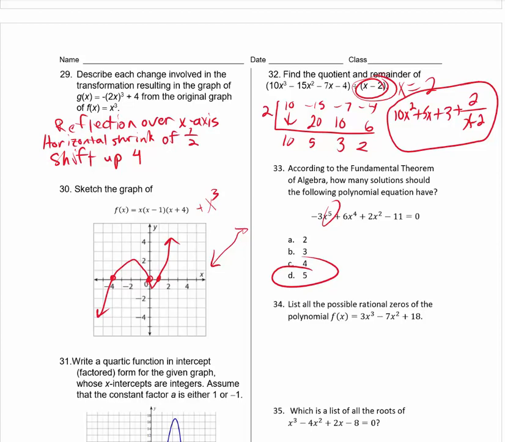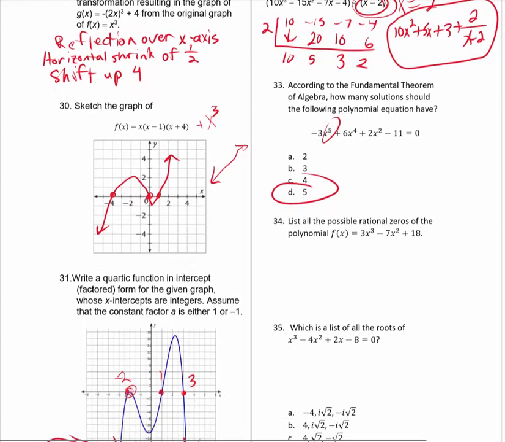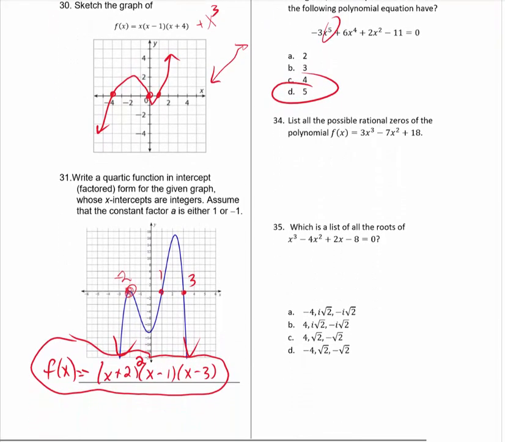But it doesn't tell us how many are real, how many are rational, how many are imaginary. Just know that there's 5. 34. List all the possible rational zeros of the polynomial f of x equals blah, blah, blah.